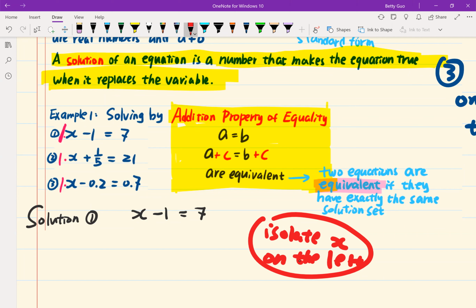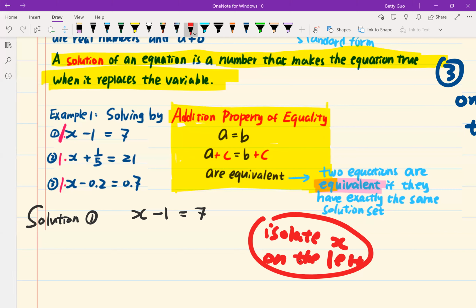Okay. Let's see what's on the left in this equation. We have x minus 1. How many terms do you see in the left-hand side of the equation? Terms. We learned what a term is, right? We learned term in the last section of chapter 1. How many terms?